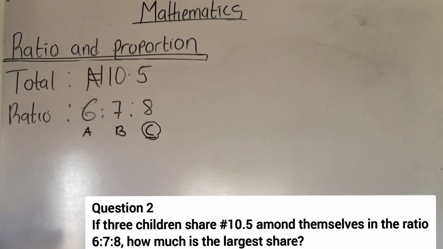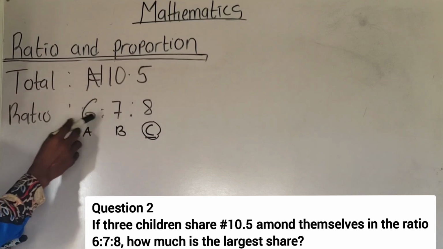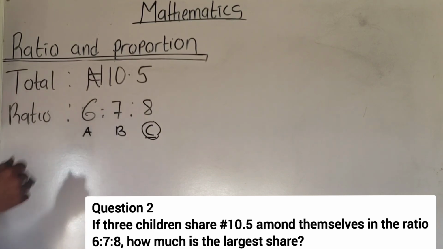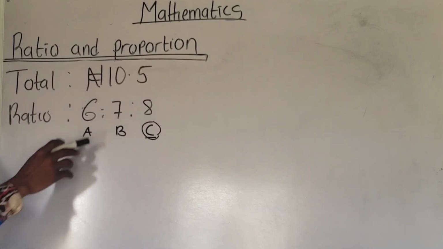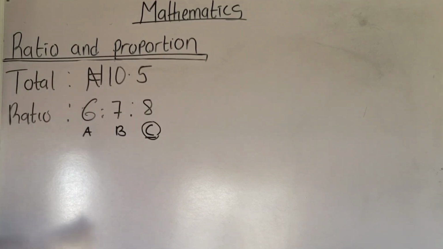That is it. You must learn how to interpret questions. Okay? They asked us to determine the largest share among the children. So I represent it as A, B, C. So the share that C received is the largest share because that is the highest number among our ratio. You understand? 8 is greater than 6 and 7. So let us determine the share of C. The share of C is the largest share. Do you understand? Okay, let's go.